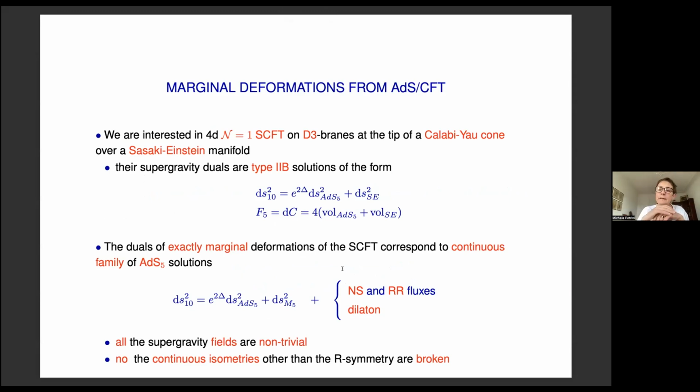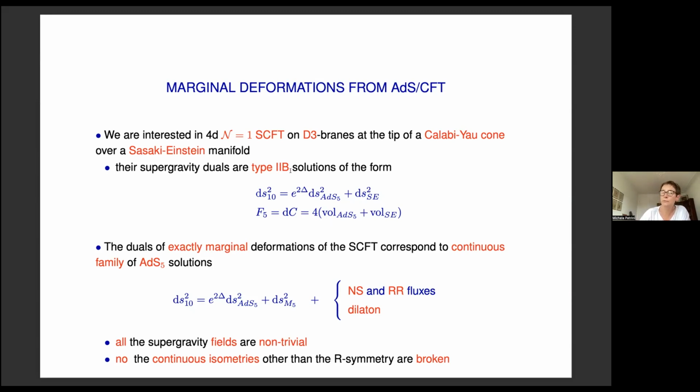And again, let me recall that I'm focusing in this talk on the N=1 CFTs that live on the worldvolume of D3-branes at the tip of a Calabi-Yau cone over a Sasaki-Einstein manifold. As I said before, the duals, which are known, correspond to type IIB backgrounds, where the metric is a warped product of anti-de Sitter times the Sasaki-Einstein manifold. The only non-trivial flux is very constrained, it's F5, and it's a sum of two terms, proportional to the volume of anti-de Sitter and the volume of the Sasaki-Einstein.